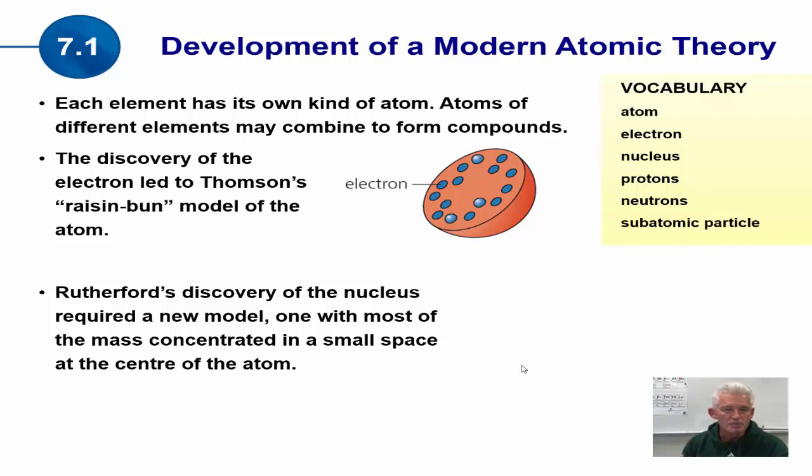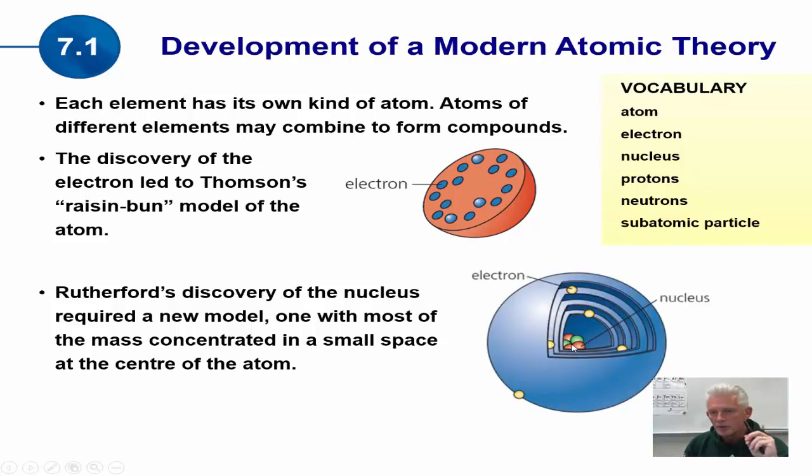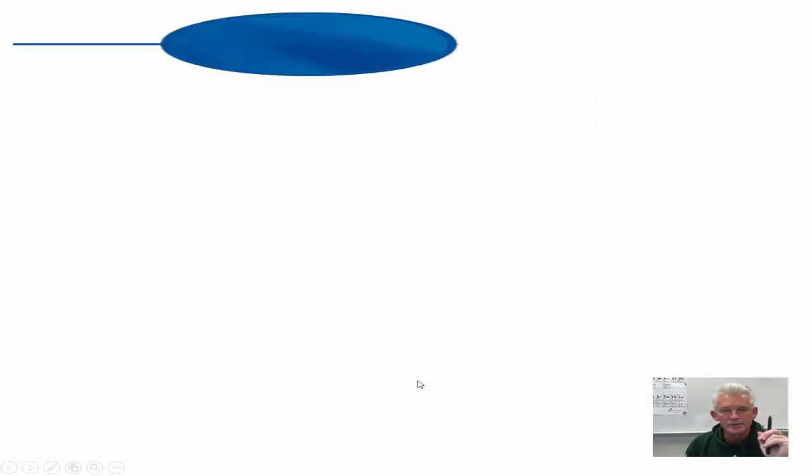Thomson's model was then modified by Rutherford. Rutherford's discovery of something called the nucleus required a new model, one with most of the mass concentrated in a small space at the center of the atom. In other words, the discovery of the nucleus really changed things in terms of what kind of a model we're looking at. So now we have a nucleus with the protons at the center and the neutrons, which by the way have no charge. Protons have a positive charge, electrons a negative charge, but we have this very dense mass in the nucleus and orbiting, so to speak, at various levels outside that nucleus are electrons.